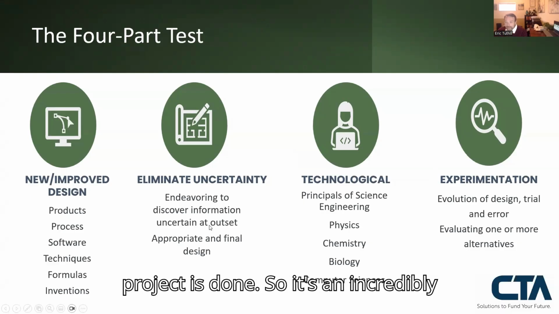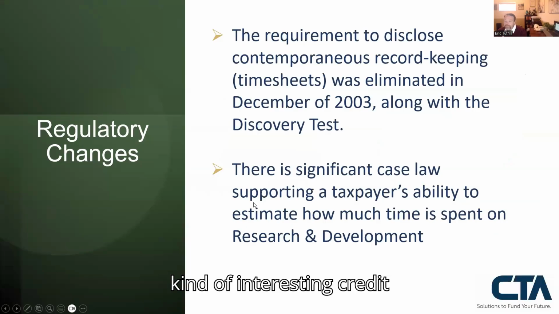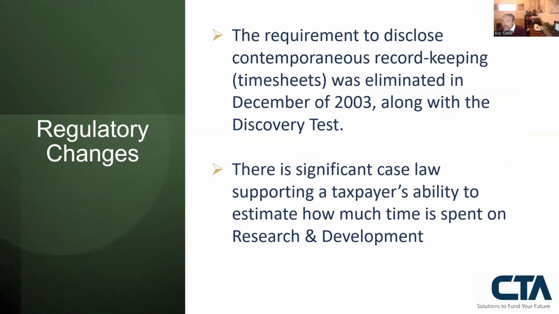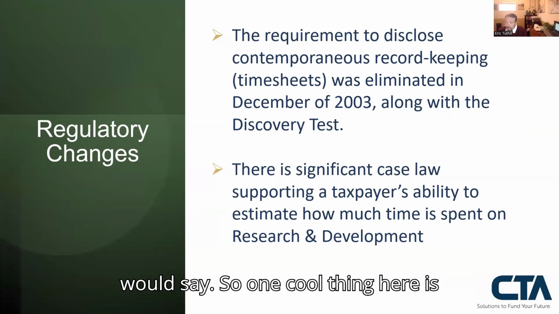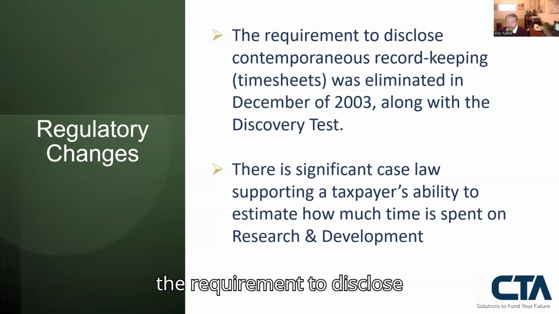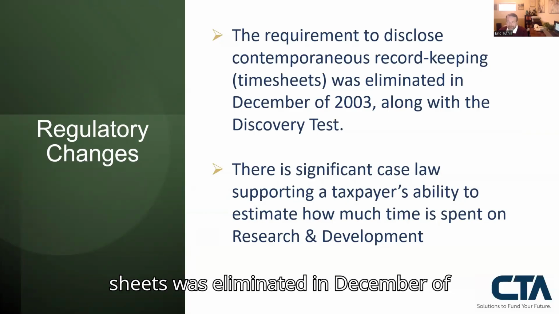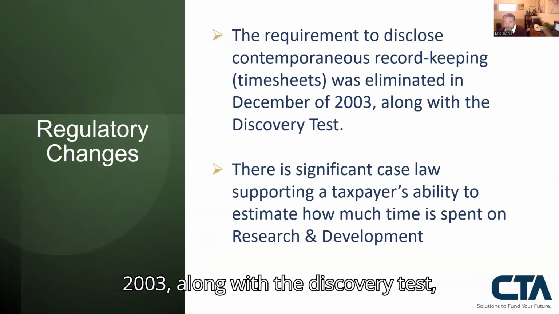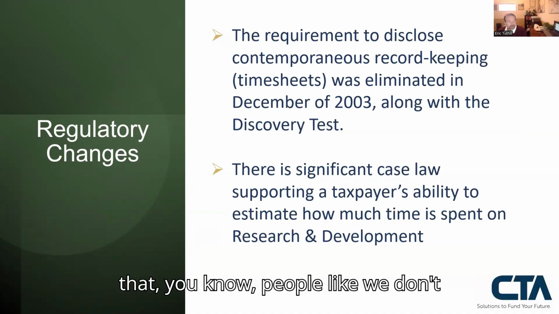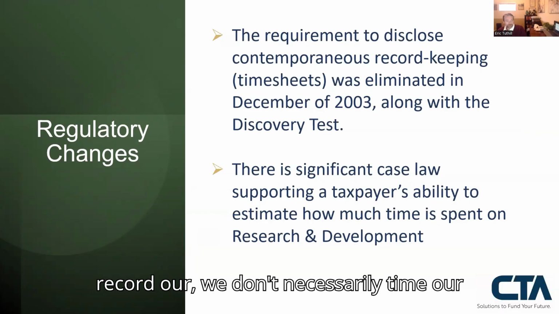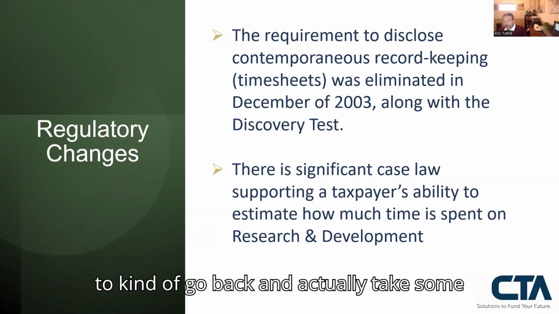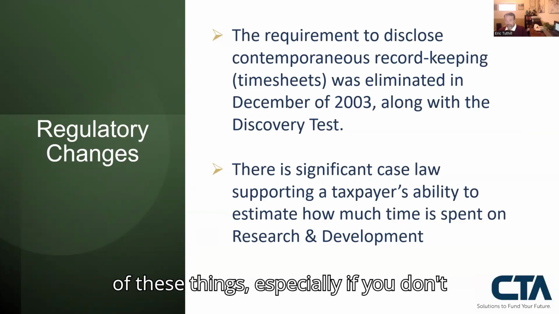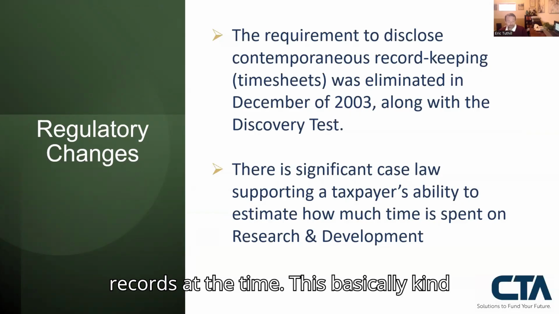So it's an incredibly interesting credit, and it's heavily underutilized, I would say. One cool thing here is the requirement to disclose contemporaneous record keeping and timesheets was eliminated in December of 2003, along with the discovery test, right? So there are things out there where people say we don't necessarily time our work, and that allows you to go back and actually take some of these things, especially if you don't think you necessarily have the best records at the time.